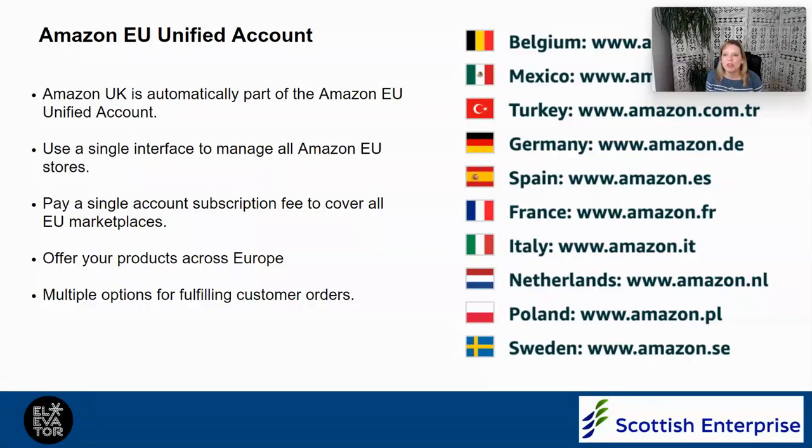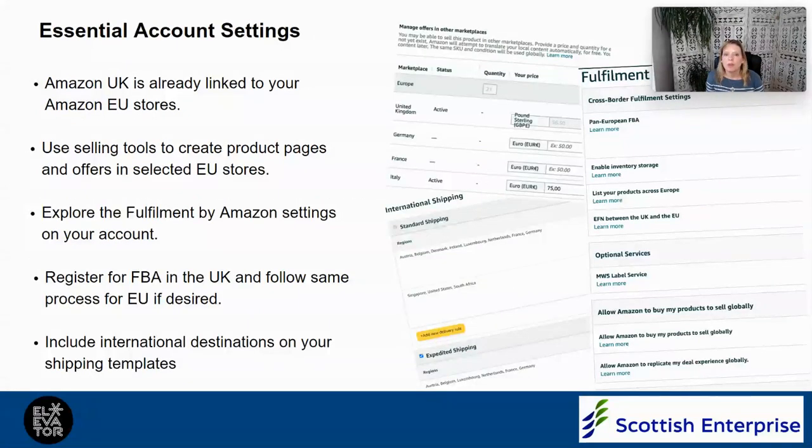Let's start by returning briefly to the concept of the EU Unified Account. And as you know, registering as an Amazon UK seller automatically links you to the rest of Amazon EU, which includes a growing number of countries, most of which are listed here. Now, you can use a single interface to manage all of your Amazon EU stores, and you can pay your fee using a single subscription to cover all of them. As we know, you can offer your products across all of the EU marketplaces or just some of them. You can use add a product or edit products to make this happen. And then you can also create shipping templates, which include selected international destinations.